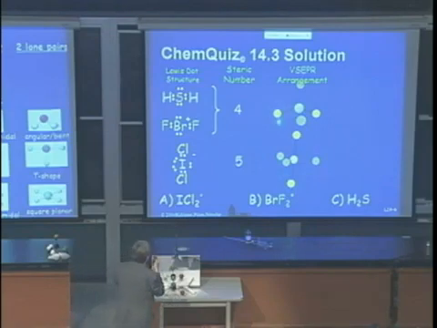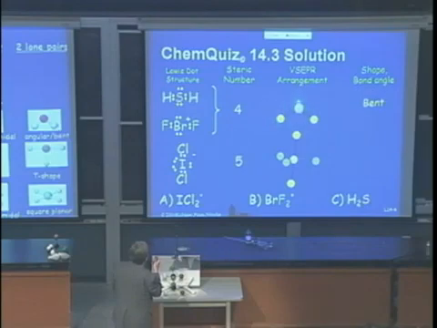So now, let's see the bond angle here. There are 2 free electron pairs. This is how it looks, and it's bent, about 104 degrees.